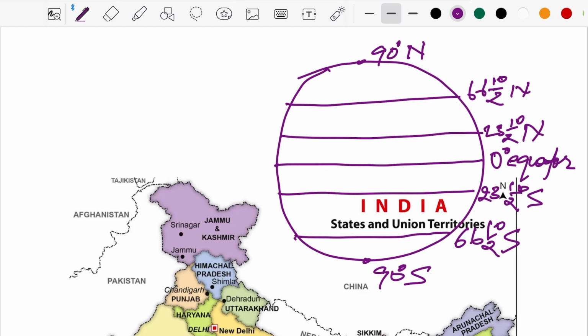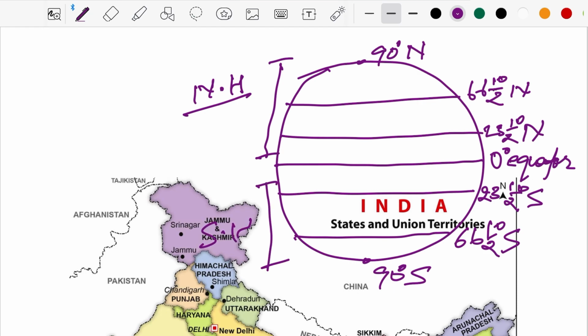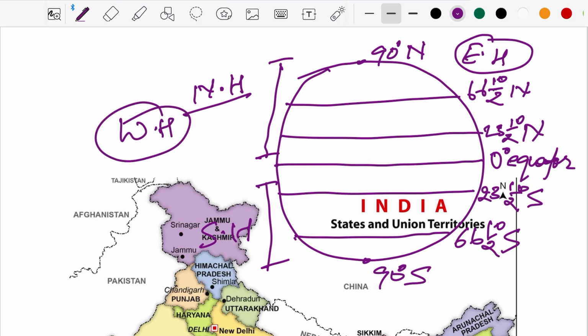Now the question rises, where is India located? India is located in the northern hemisphere and the eastern hemisphere. This we call northern hemisphere, in short form NH, and this we call southern hemisphere, in short form SH, and this side is eastern hemisphere, and this side we call western hemisphere. So India is located somewhere over here. The Tropic of Cancer is passing through India. Next we look at the map of India and try to understand its size and location.